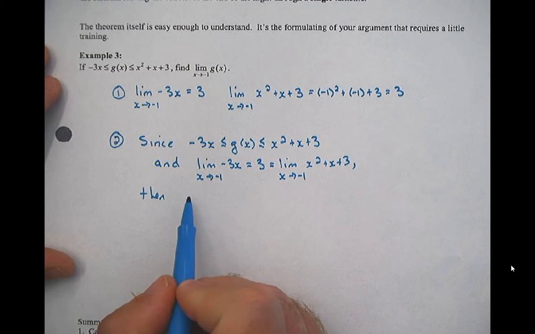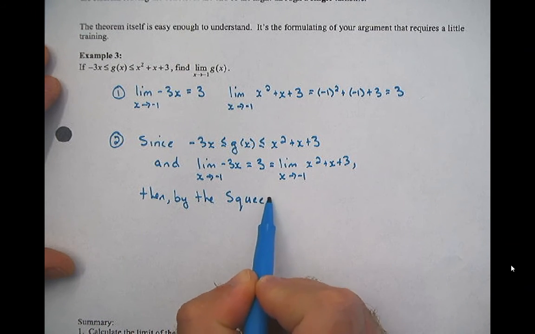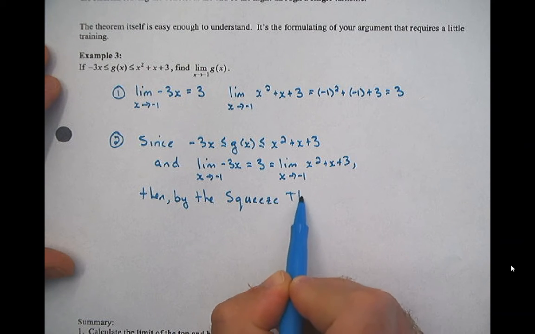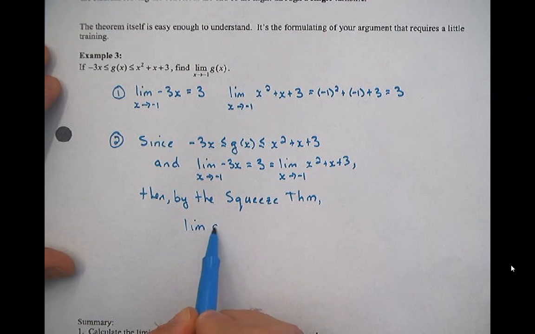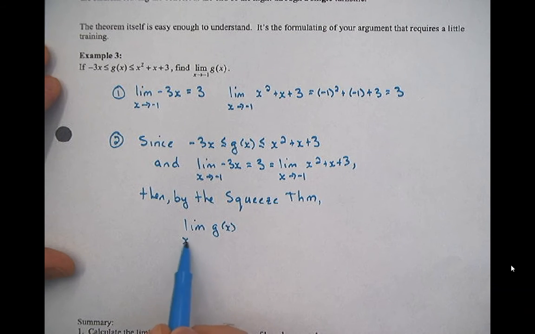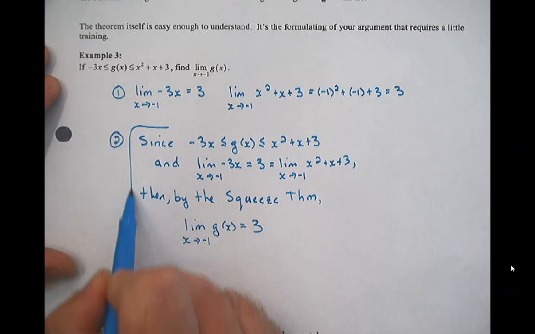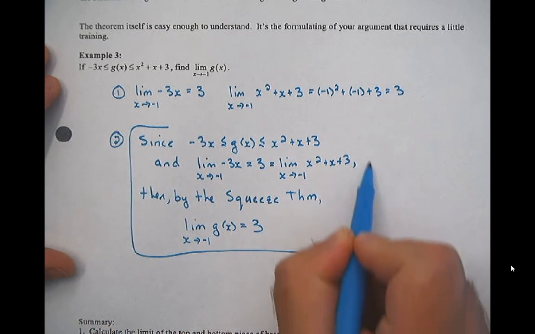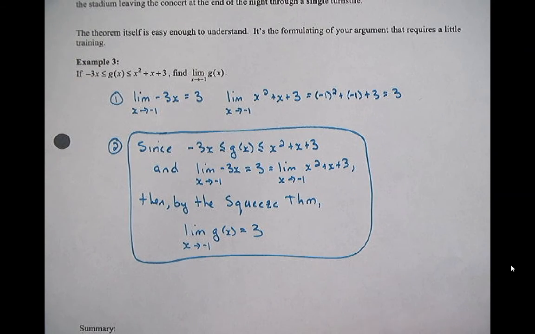It means then by the squeeze theorem. So you always got to reference the theorem that you're using. We're using the squeeze theorem here. So by the squeeze theorem, the limit of g of x as x approaches negative 1 must be 3. This is what an answer looks like. That's a nice little argument that we've made.